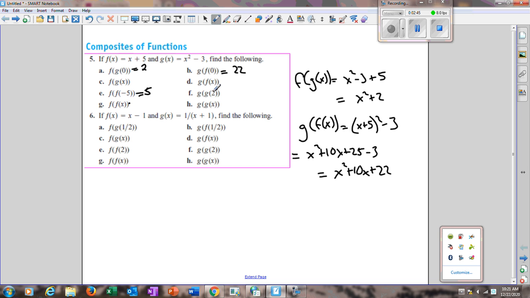Part F, g of g of 2. I plug the 2 into the g function. That gives me 2 squared, which is 4, minus 3 is 1. Take that 1 and plug it back into the g function. 1 squared is 1, minus 3 is negative 2.